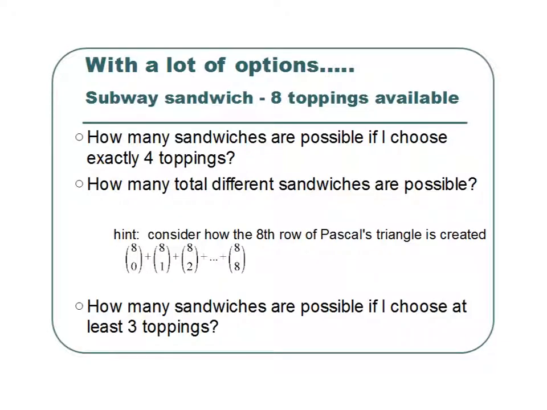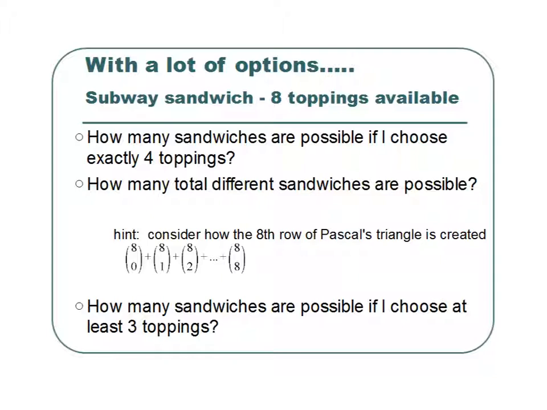Let's look at a problem here that's a little bit trickier. In a scenario where you have a lot of options, like you walk into Subway and they have 8 toppings. Of course, we know they have way more than 8, but let's just say they have 8 toppings available. And you walk up there and you're trying to decide what kind of sandwich you're going to get and how many toppings there are. Well, let's say I'm going to pick exactly 4 toppings. How many different sandwiches could I create?